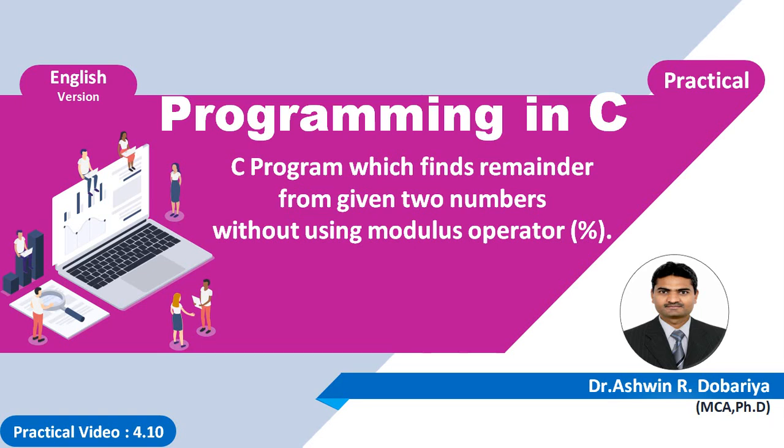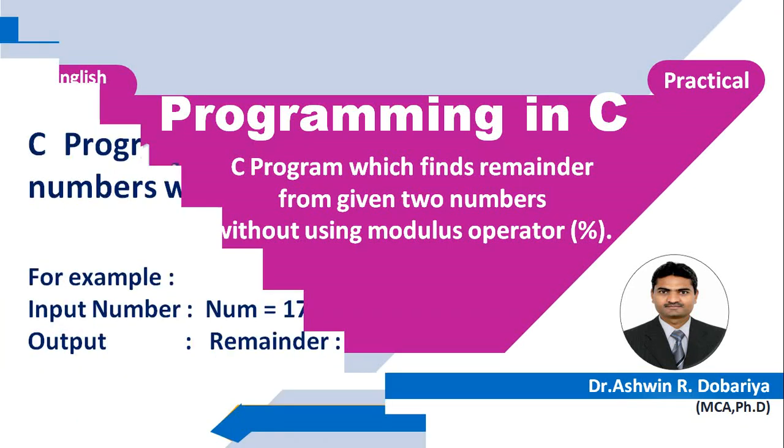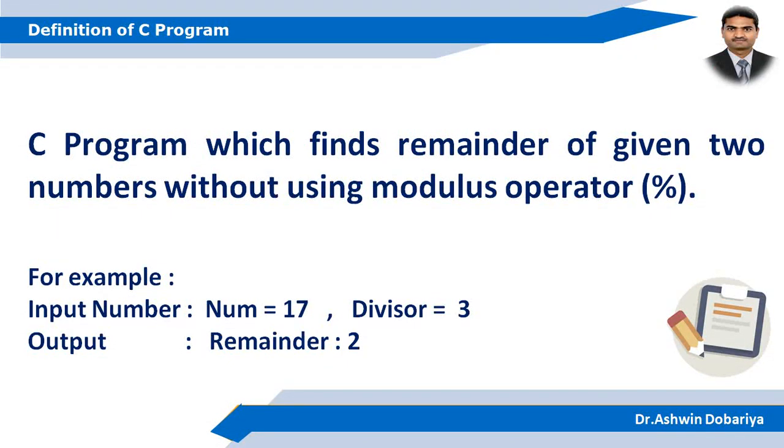In this video we will discuss a very logical program which will find a remainder from two given numbers without using modulus operators. As you know, friends, generally if we want a remainder value then we use a modulus operator, the percentage symbol. But in this video we will discuss how we can apply logic. If you provide two numbers, one is the number and another is the divisor, then how can you get the remainder? The program will find the remainder value from the given two numbers without using modulus.